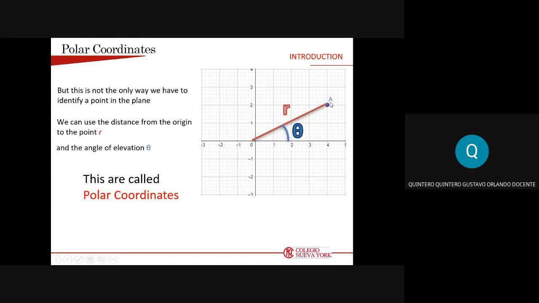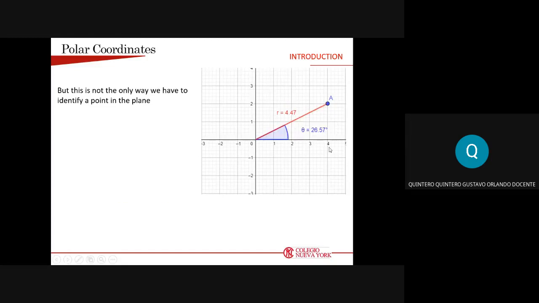So what would be the polar coordinates of the point A? Because we know the rectangular coordinates are 4, 2. But what are the polar coordinates? I used a software to help me calculate the distance from 0 to A. In other words, I took a ruler and measured R.